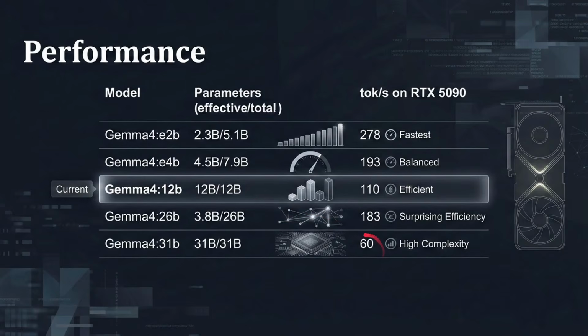And then you got the high complexity of the 31 billion, 60. But this new one is 110. So that's pretty good. It's there in the middle, and you get a good speed out of it, but you've also got some good capabilities.